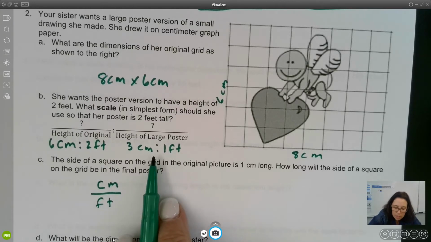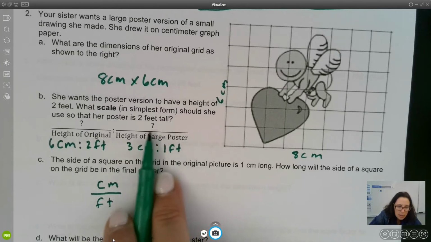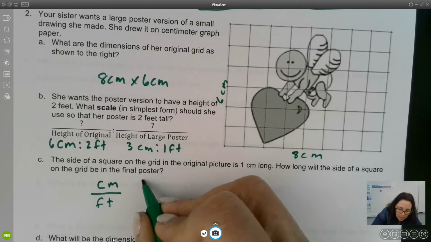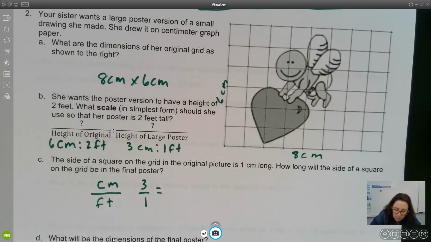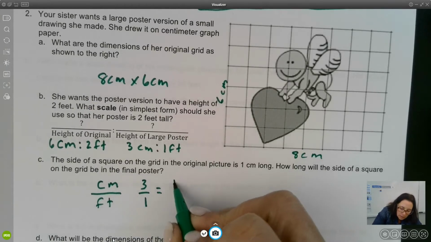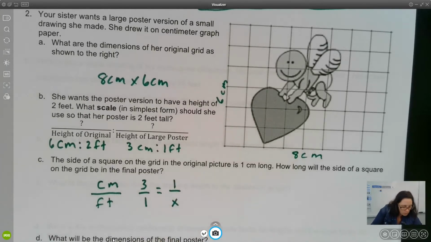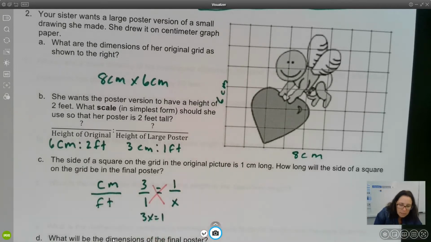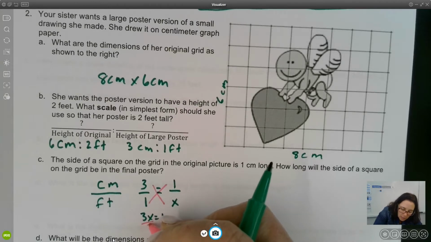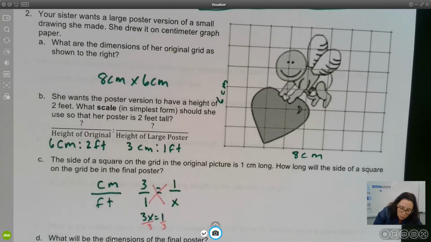Okay, so I'm going to be using this simplest scale. I've got 3 centimeters to 1 foot equals, okay, I need 1 centimeter put in here over, we don't know. So let's solve this. We've got 3x equal 1, and then I'm going to divide by 3, and I've got x equal 1/3.